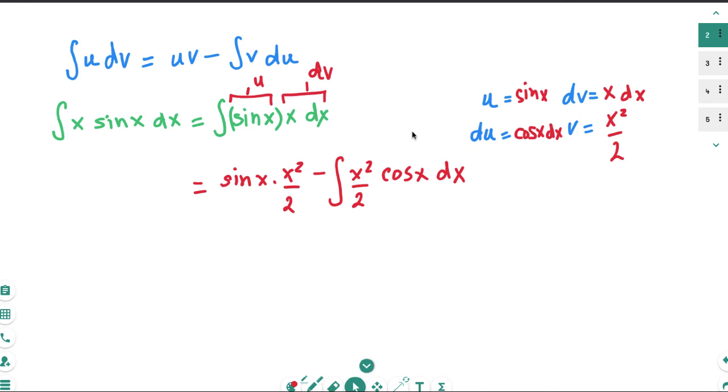Again, the general strategy is to choose u so that when you differentiate it, it becomes simpler, and choose dv so that you know its integral. Here we have chosen dv and we could integrate it, but we chose u so that its differential did not become simpler. That's why this overall integration is not working.